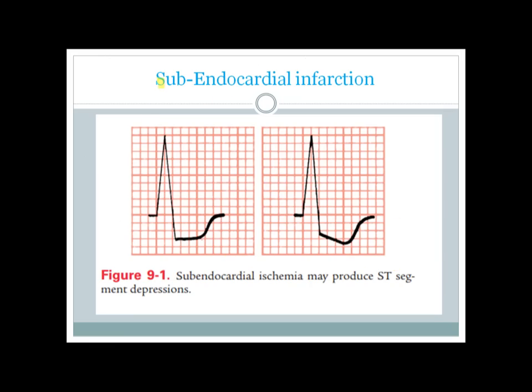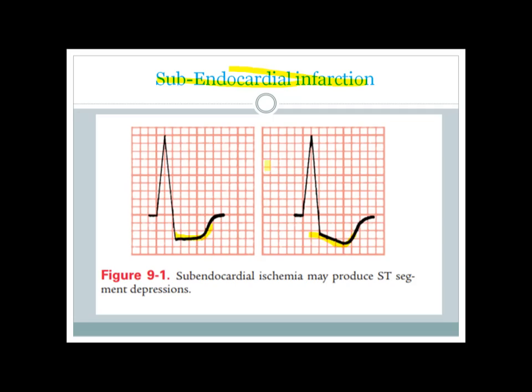Here you can see the typical features of sub-endocardial infarction, which is characterized by ST depression. Here you can see ST depression and also another ST depression. So that's all the basics for typical changes in MI.